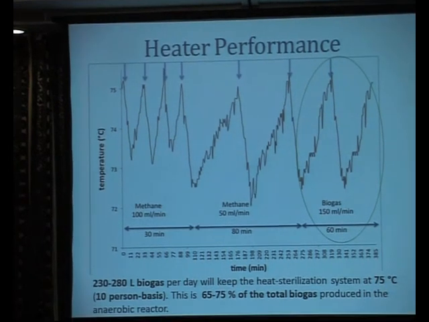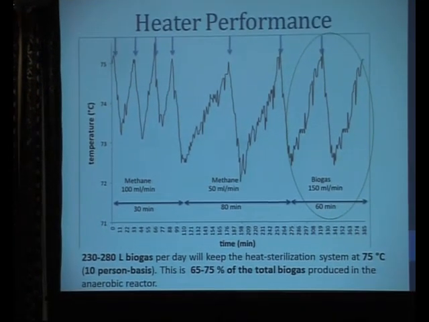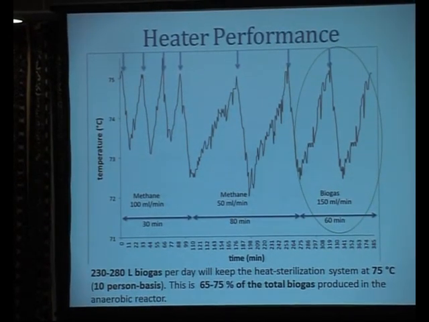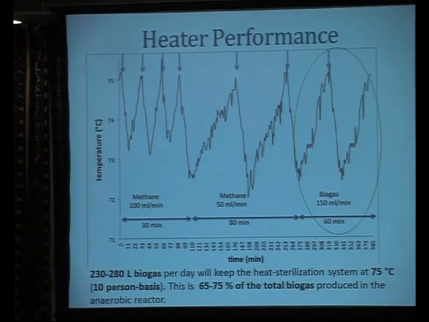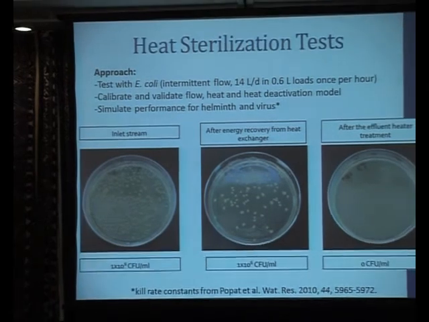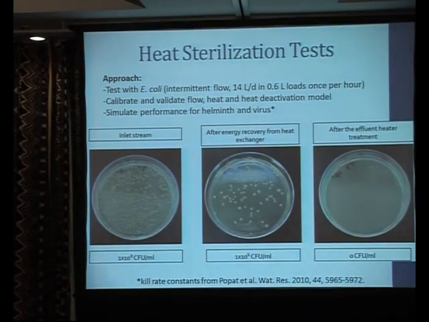Doing a few calculations, we see that again for a household of 20 persons, this heater would need about 230 to 280 liters of biogas per day to keep a temperature at 75 degrees. And that's about 65% to 75% of the biogas that we would produce in our digester. So what we see is that we're able to produce sufficient gas to maintain the right temperature in our heat recovery system. We then moved on to do some heat sterilization testing.